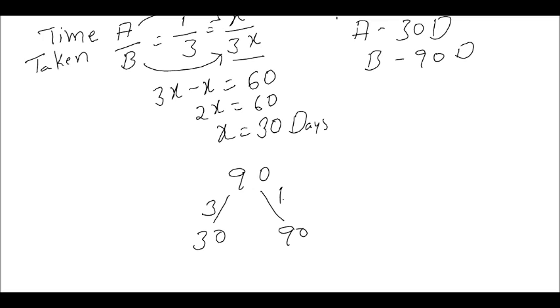So if they work together, they do 4 units per day, their efficiency is 3 plus 1. So time taken by them is 90 by 4, which is 45 by 2, or 22 and a half days.